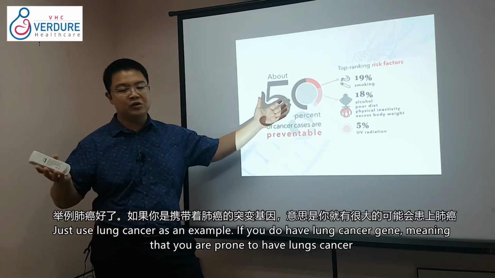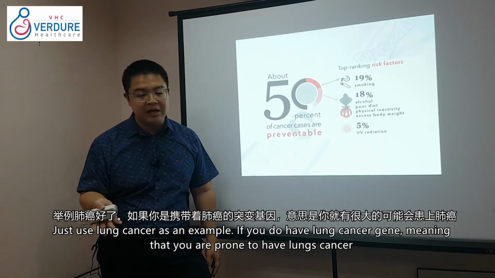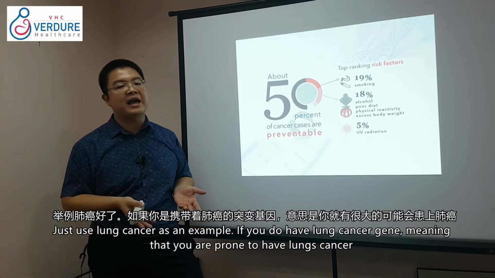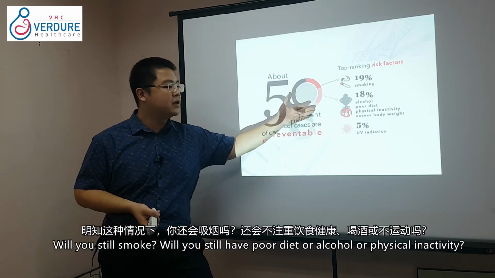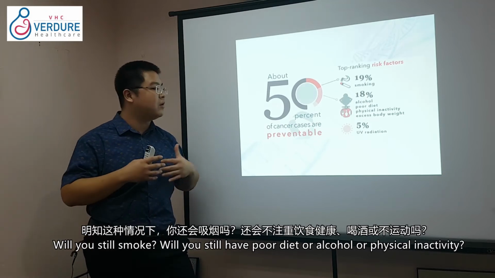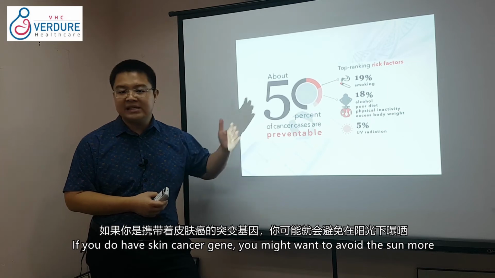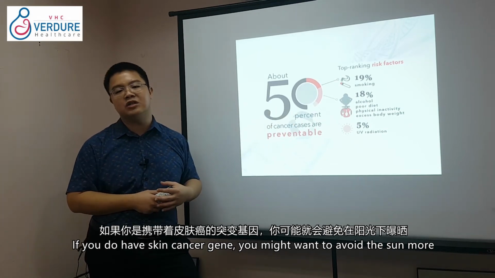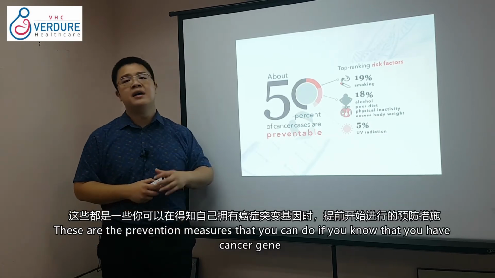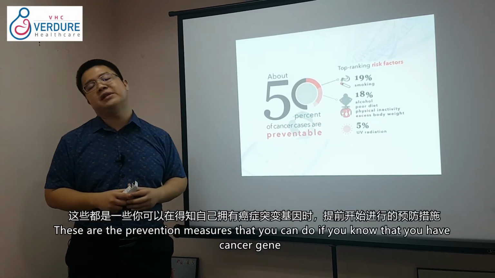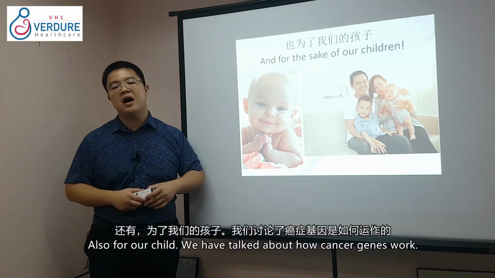Okay, let's just use lung cancer as an example here. If you do have lung cancer gene, meaning you're more prone to getting lung cancer, will you still smoke? Will you still have poor diet or alcohol, physical inactivity, something like that? Or if, let's say, you do have skin cancer genes, you might want to avoid the sun a little bit more. So these are the preventive measures that you yourself can do if you know that you have cancer genes.